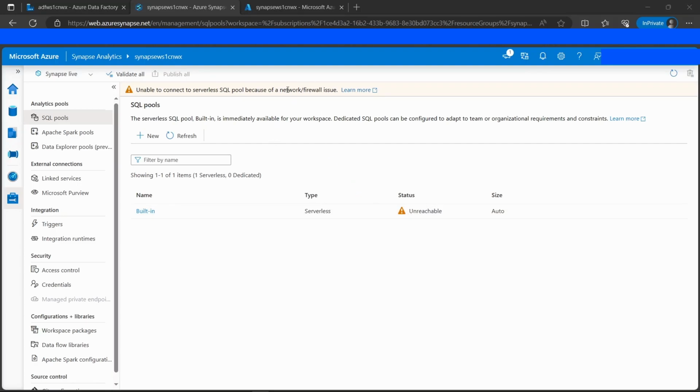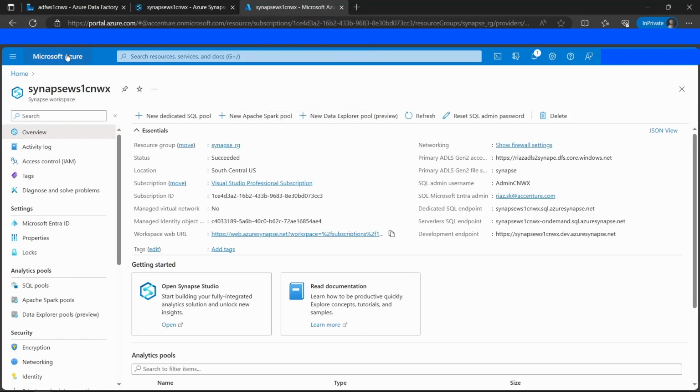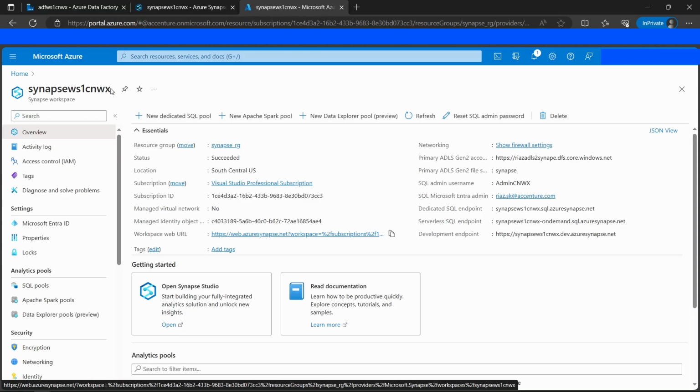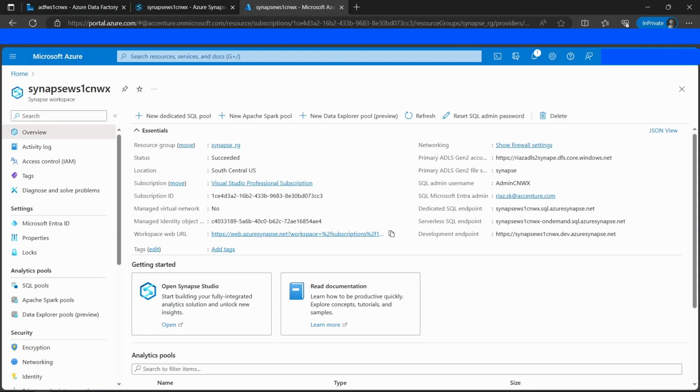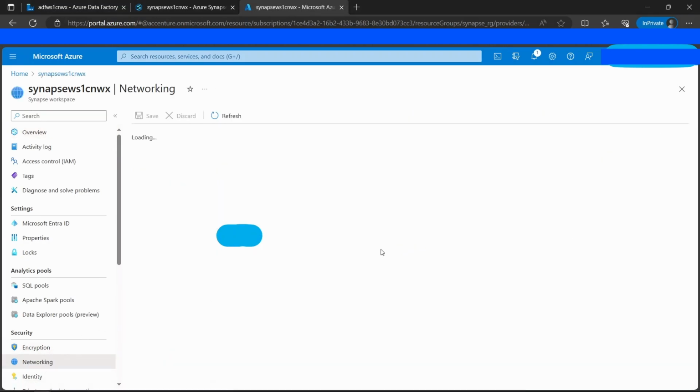To solve it, we have to go to the Azure portal, and go to the resource that we have deployed. This is the Synapse workspace I have deployed. And then you have to go to the networking section.